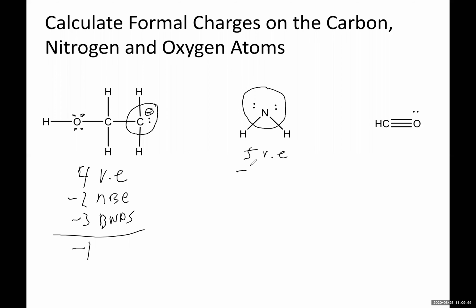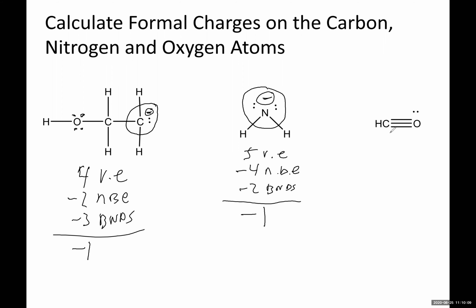That's four non-bonded electrons, right? And there are two bonds to the nitrogen, to the two hydrogens. So we have minus two bonds. So we have 5 minus 4 minus 2, which is 5 minus 6. This is also a nitrogen with a minus 1 charge. Okay. So it's pretty straightforward.